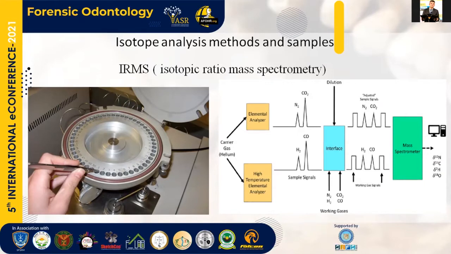What is happening here? The samples, to analyze them, are subjected to an elemental analyzer, wherein they are first simplified into simple gas forms, which are nitrogen, carbon dioxide, and sulfur dioxide, produced by combustion, whereas hydrogen and carbon monoxide are subjected to high temperature methods, and via an interface they go on to the ionizing chamber where they can be fractionated and studied. Recently one more new technique has come into picture, called IRIS, isotope ratio infrared spectroscopy. It relies on the absorption of light by the different isotopologues for that particular material.